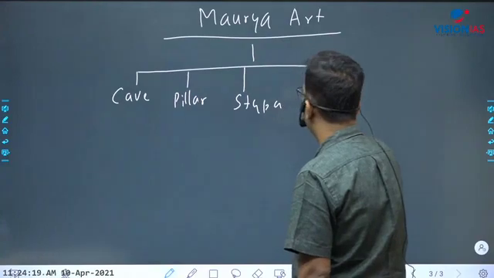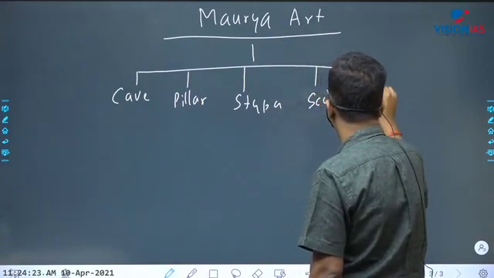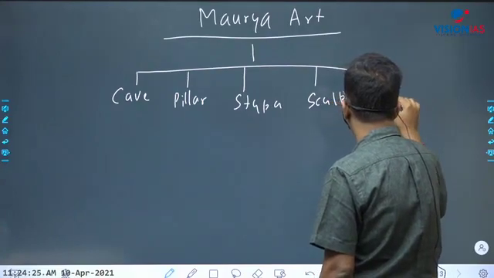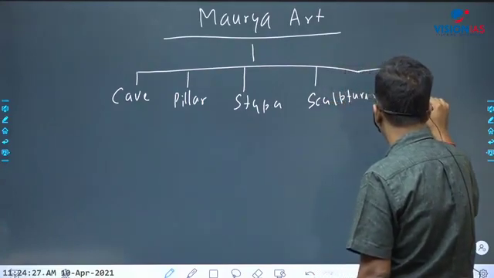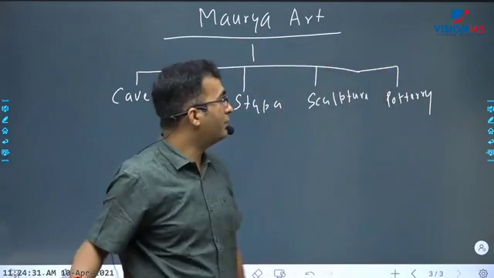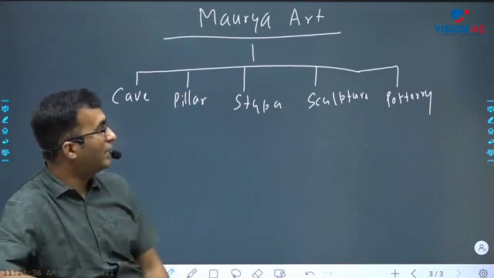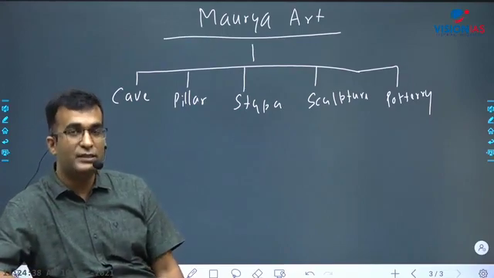We will talk about sculpture, and we would talk about pottery. So these are the 5 major headings that we are going to see in the Maurya period: Mauryan cave, Mauryan pillar, Mauryan stupa, sculpture and pottery. These are the 5 headings.